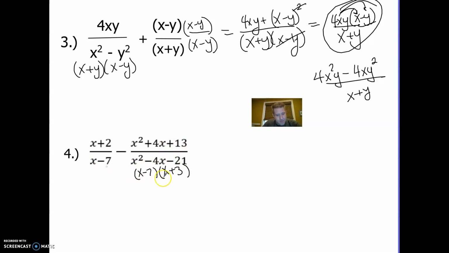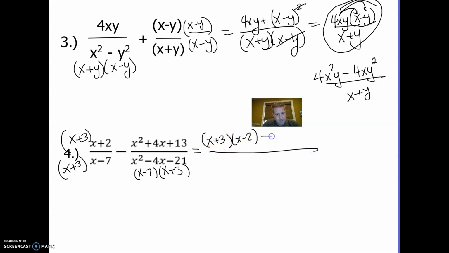But when I look at the denominators, I see x minus 7 in both of them, and I'm missing x plus 3, so I multiply by x plus 3 over x plus 3. All right, so that gives me x plus 3 times x minus 2 times x minus 2, and that happens to be minus this x squared plus 4x plus 13, and that's all over x minus 7 times x plus 3.